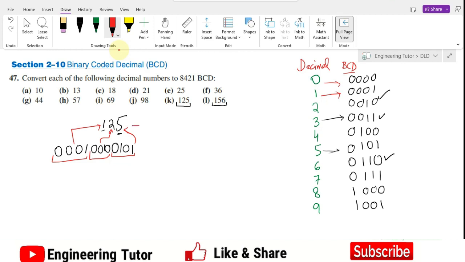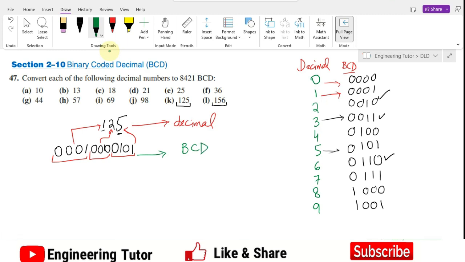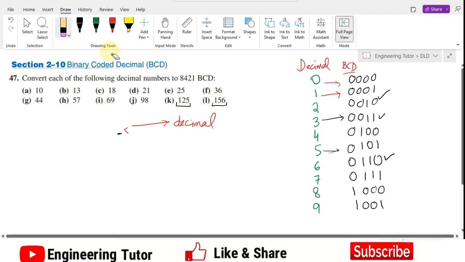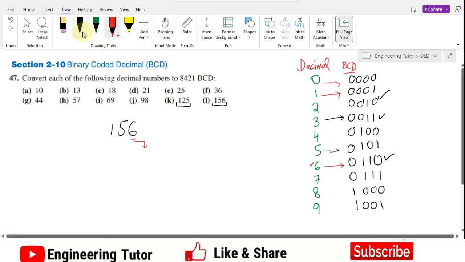So that is the decimal, and this is in binary coded decimal. That is the conversion. A similar approach will be used for this 156, which is part I here. Similarly, the equivalent of this 6 is 0110.